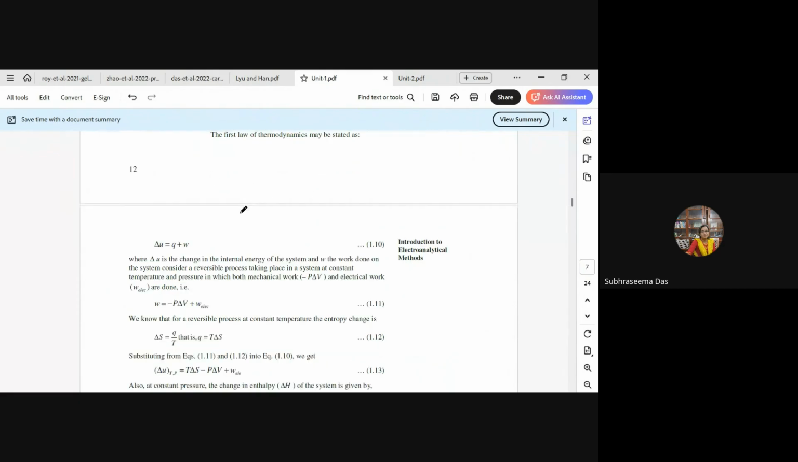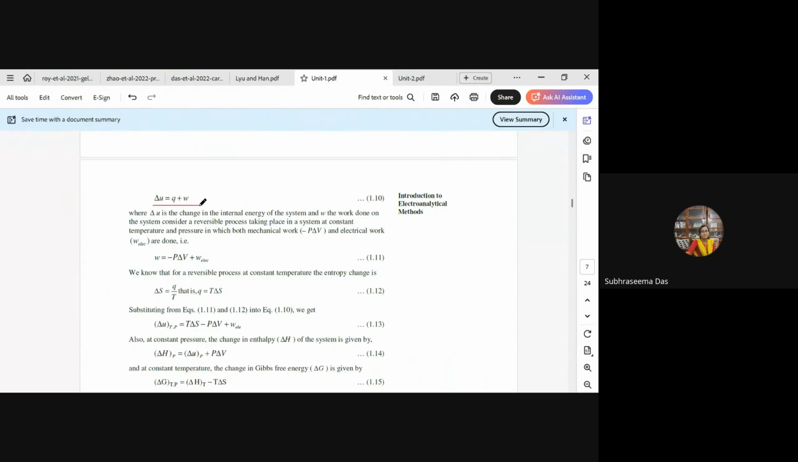From the first law of thermodynamics, we know that delta U is equal to Q plus W. What is this delta U? This delta U is the change in internal energy of the system. W is the work done on the system, and Q is the heat absorbed in the system. Here we can write W as minus P del V, that is the work done, plus W electrical, that is the electrical work.